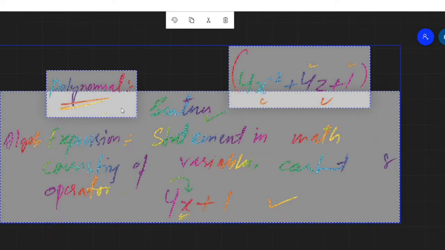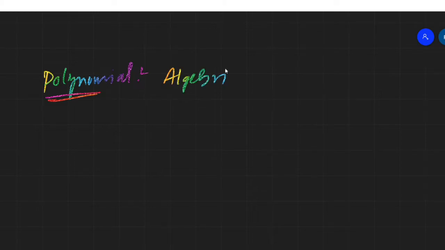So what is a polynomial basically? Why am I defining so many things to you? Because I want you to differentiate between a polynomial and an algebraic expression. Now, what is a polynomial? It is basically also an algebraic expression.